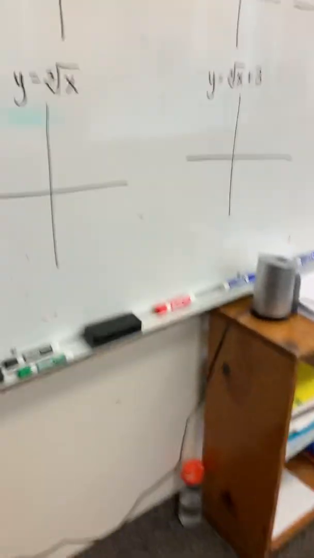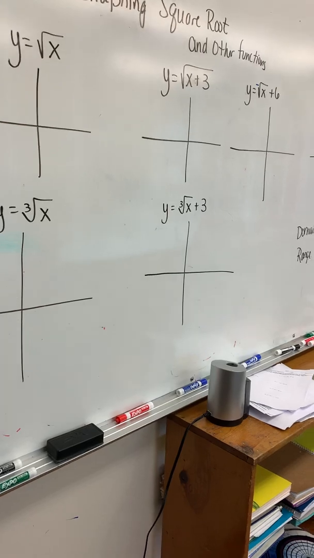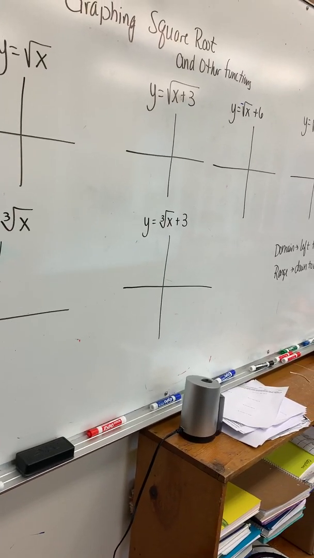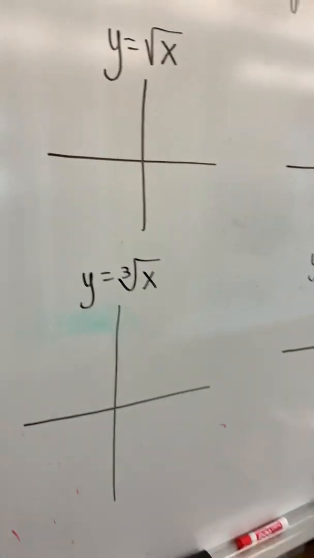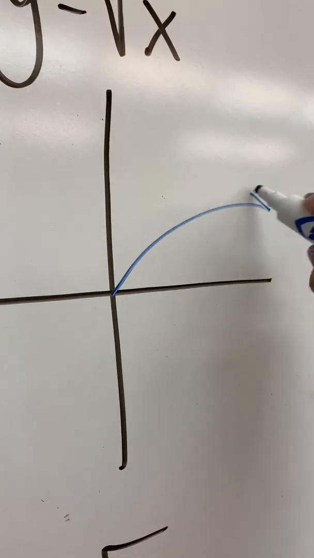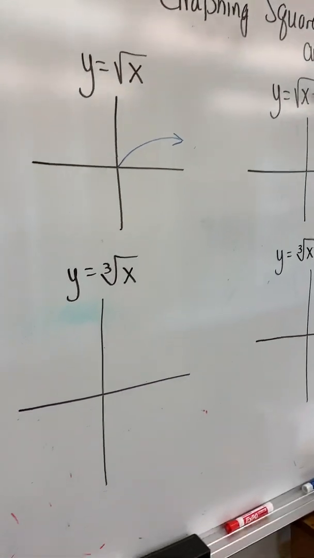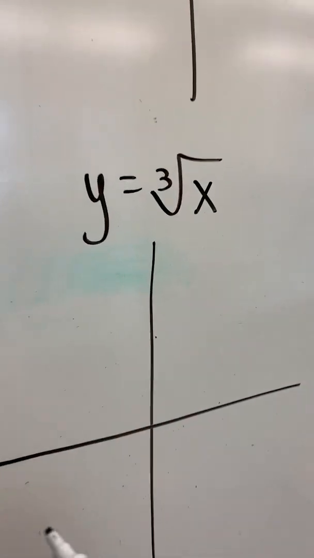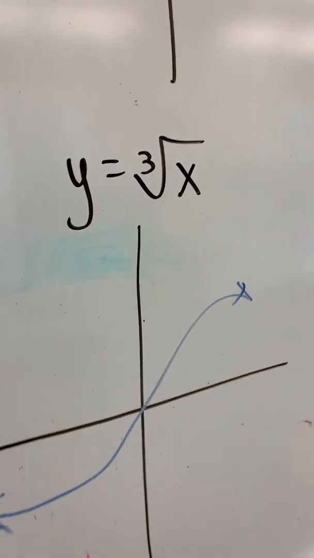All right, today we're graphing square root functions, or square roots and other functions. This is going to be a pretty easy assignment. It shouldn't be too bad. Your base function for the square root of x starts at 0, and it's just a swoop. The base function for the cube root of x is like a squiggly swoop.